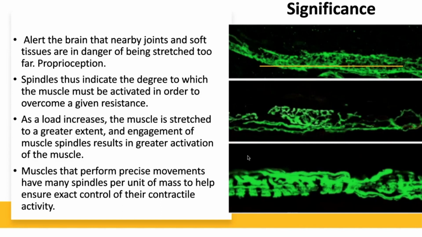Muscles that perform precise movements have many spindles per unit of mass to help ensure the exact control of their contractile activity. And here on the right, you're just looking at muscle spindle development starting in the embryonic stage, and it continues on to adult life. Human muscle spindles can be recognized in fetal tissue around 11 weeks of gestation. So as gestation increases in time, the muscle spindle concentration is increasing as well.